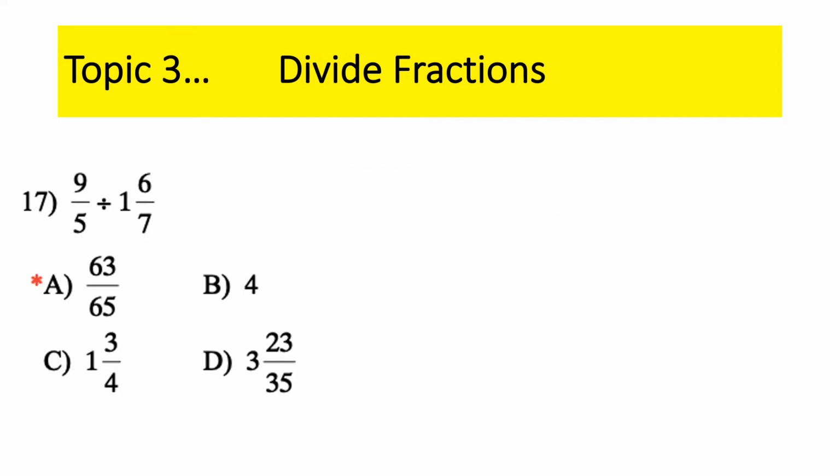All right. Once again, I got mixed numbers. So let's change it to an improper fraction. 7 times 1 is 7 plus 6 is 13. We get 13 over 7. Let's do a copy dot flip. Yes, my animation's still out of order.